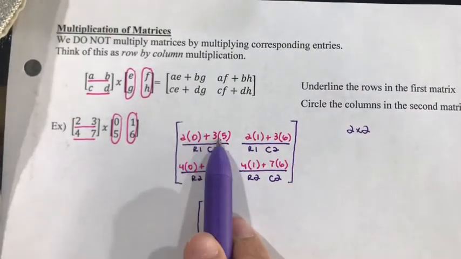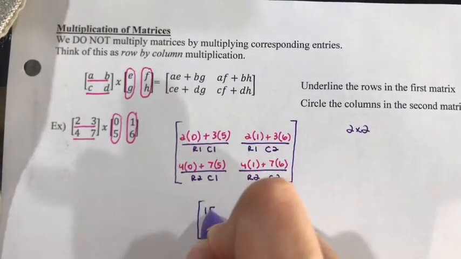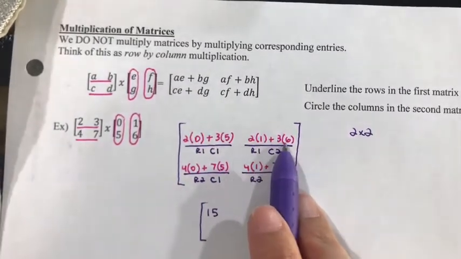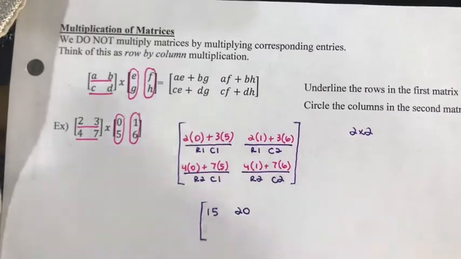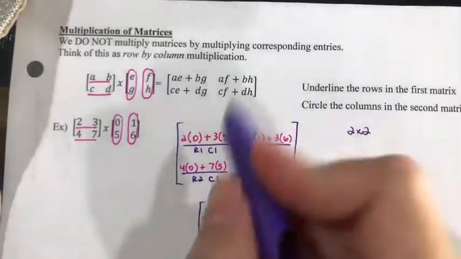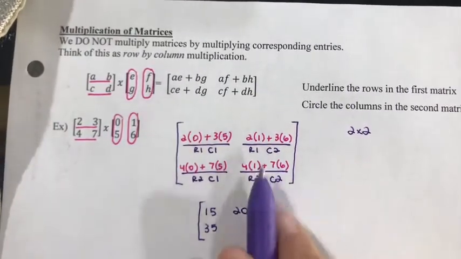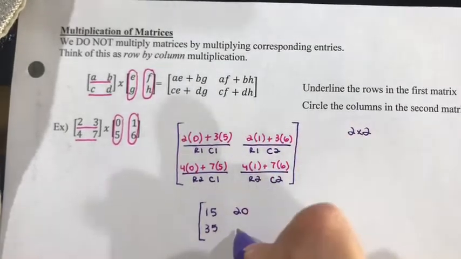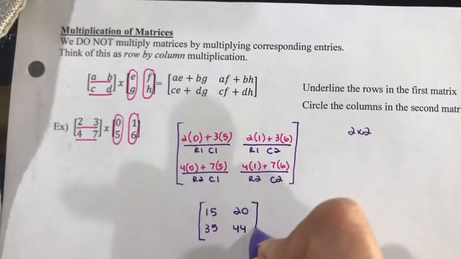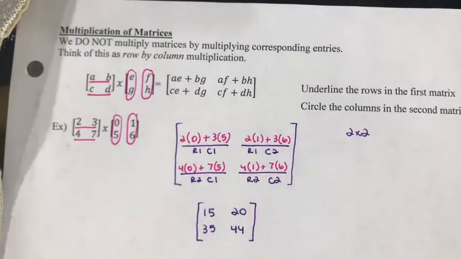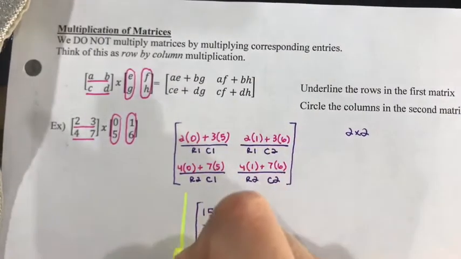So I've got 0 plus 15 is 15. 2 plus 18 is 20. 0 plus 35. 4 plus 42 is 46. And this is our final answer.